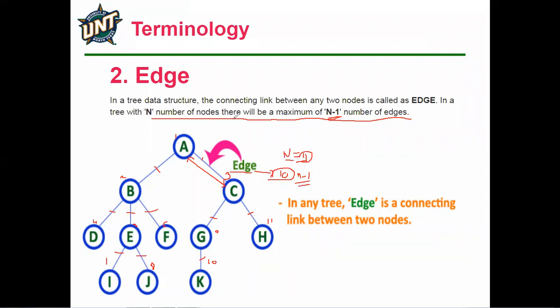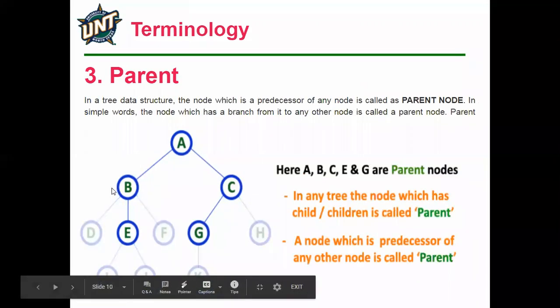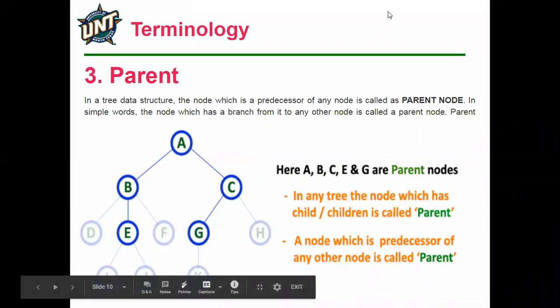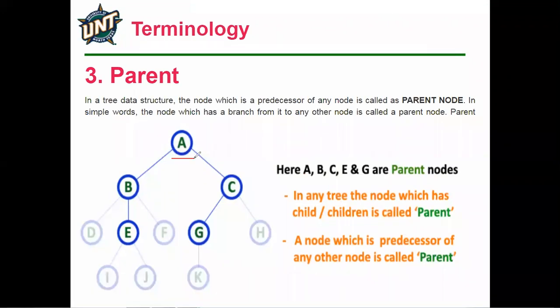With n number of nodes there will be a maximum of n minus 1 number of edges. I hope you're clear. So this type of terminology you should be clear on. Fine. So the next point, the third terminology, is parent. Again here the dark blue circle is highlighted as a parent. Again, the same tree we have given, you can easily see that here. So A is a parent. In tree data structure, a node which is a predecessor of any node is called a parent node. The previous node, the predecessor of any node, is called a parent.